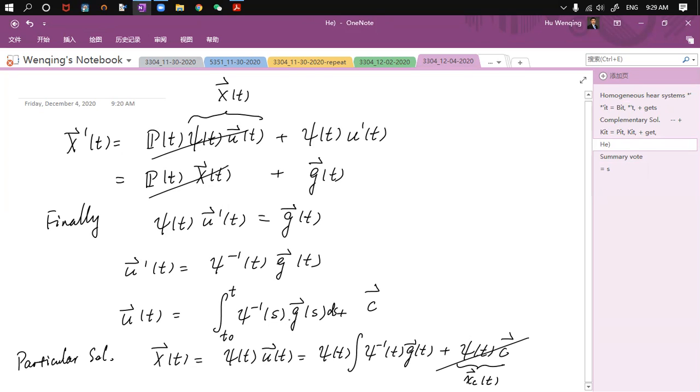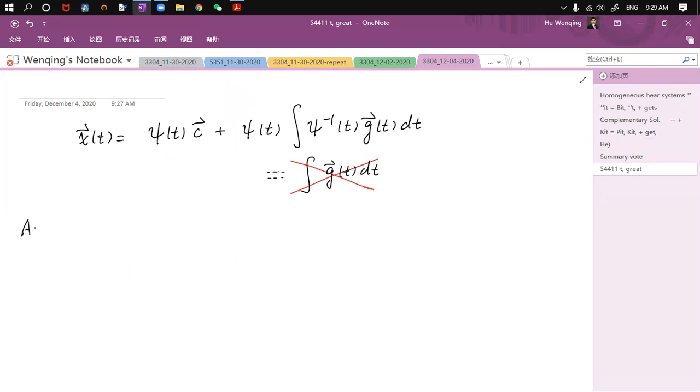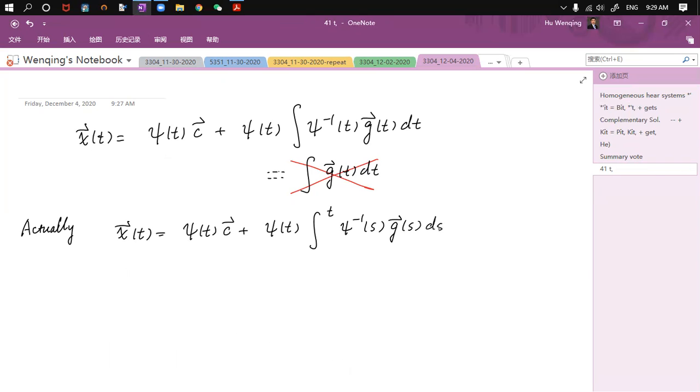The reason why I don't want that s is because I already have a variation of constants. I mean, I already have the indefinite integral, and I have a constant here. But actually, we should say that x of t is equal to Φ(t) multiplied by c, plus Φ(t) multiplied by the integration up to t of Φ inverse of s multiplied by g of s ds. So to be more exact, it is an integration like this.